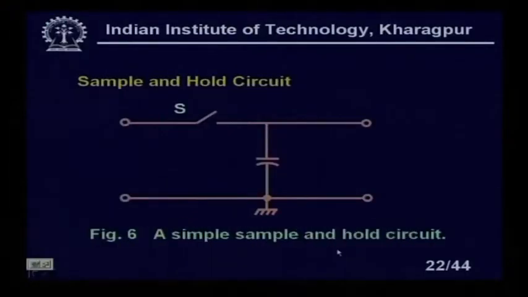Now, let us go back to sample and hold circuits. Let us look at that. You see, this is a simple sample and hold circuit. Sample and hold circuits are very much necessary in many signal conditioning applications. One good example of the use of the sample and hold circuit is the ADC.